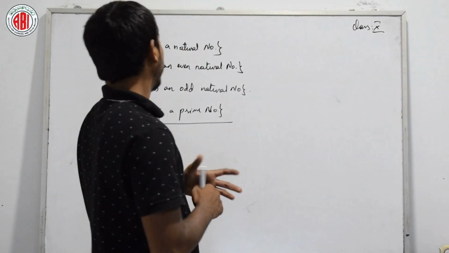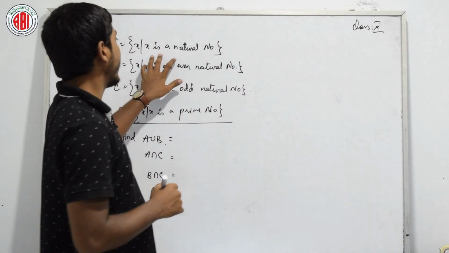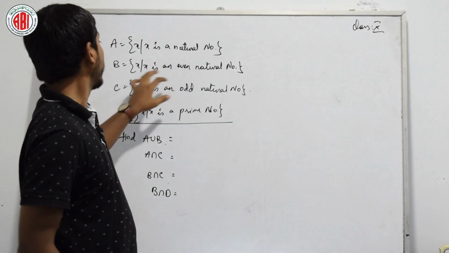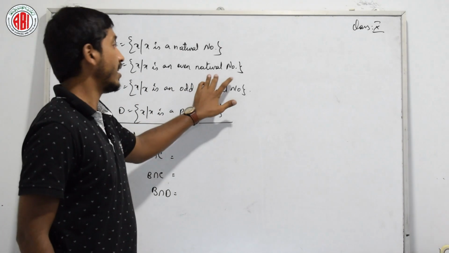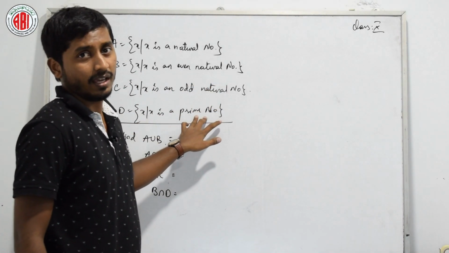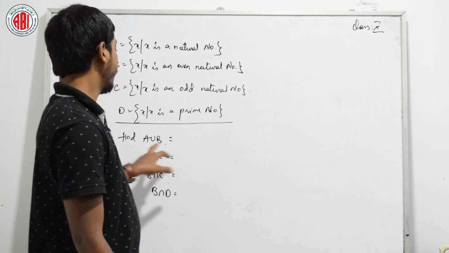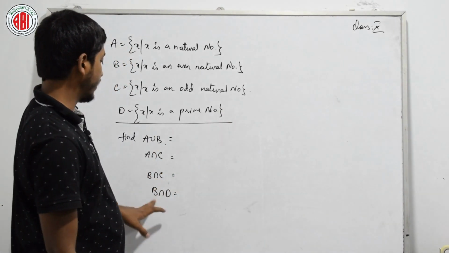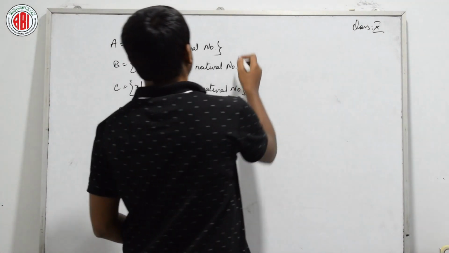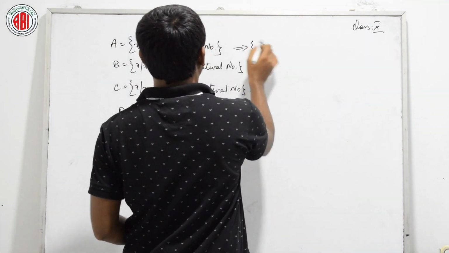The first set, they gave A as x such that x is a natural number. The next, B such that x is an even natural number, C an odd natural number, and D a prime number. He is asking us to find A union B, A intersection C, B intersection C, and B intersection D. Shall we do it? See here, this is given in set builder form. We have to write it in roster form.